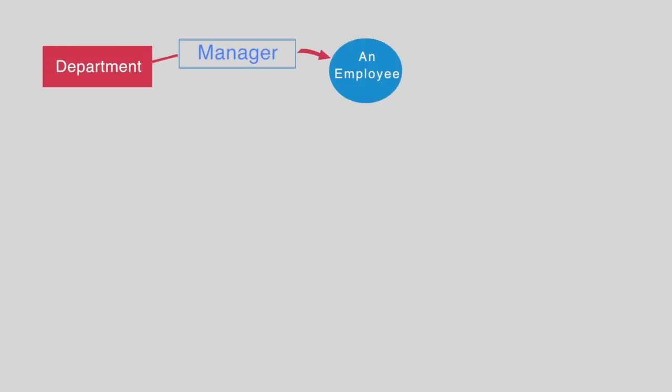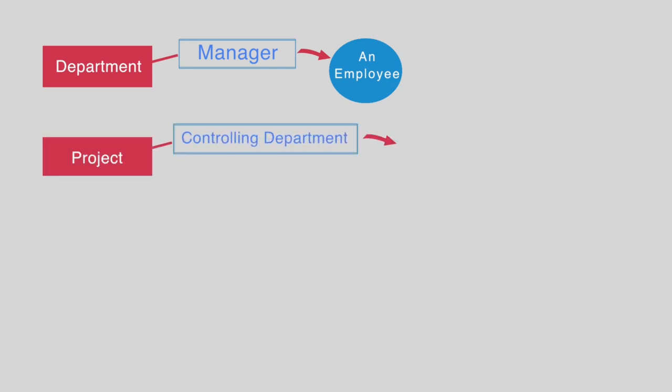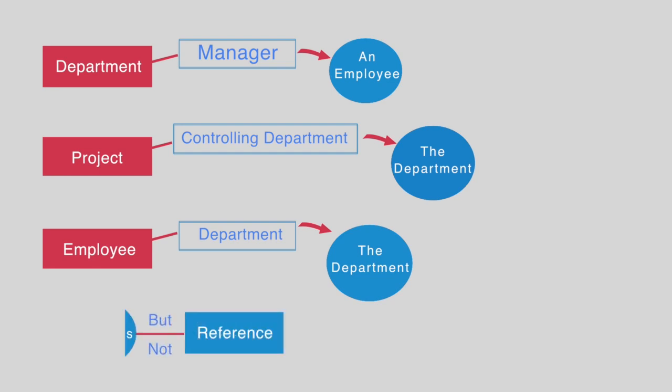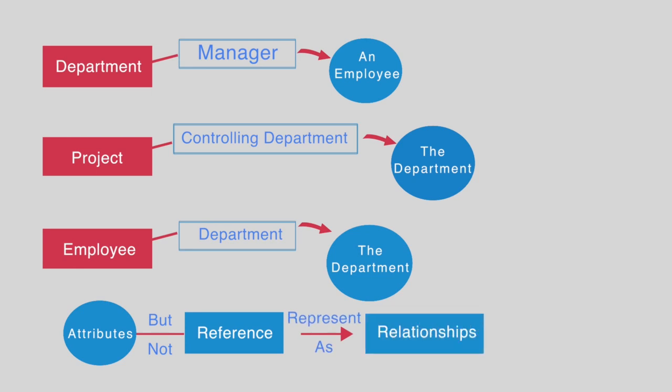The attribute manager of the department entity refers to an employee who manages the department. The attribute controlling department of the project entity refers to the department that controls the project. The attribute department of the employee entity refers to the department for which the employee works. Interestingly, all these statements are references, but not attributes. We represent these references as relationships.